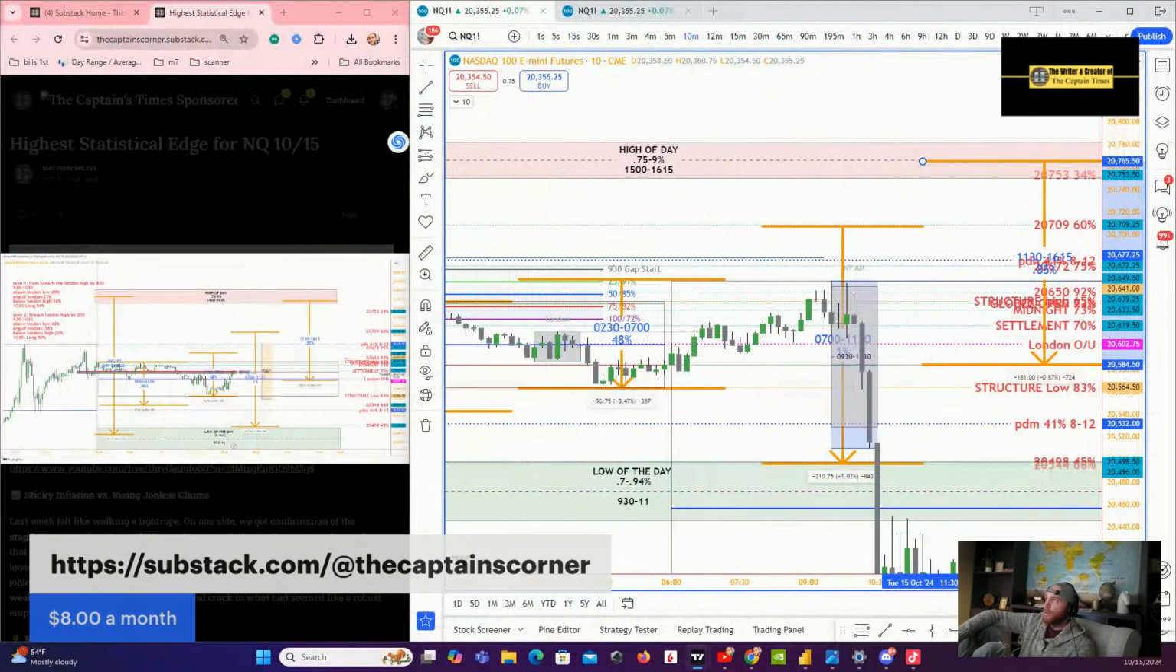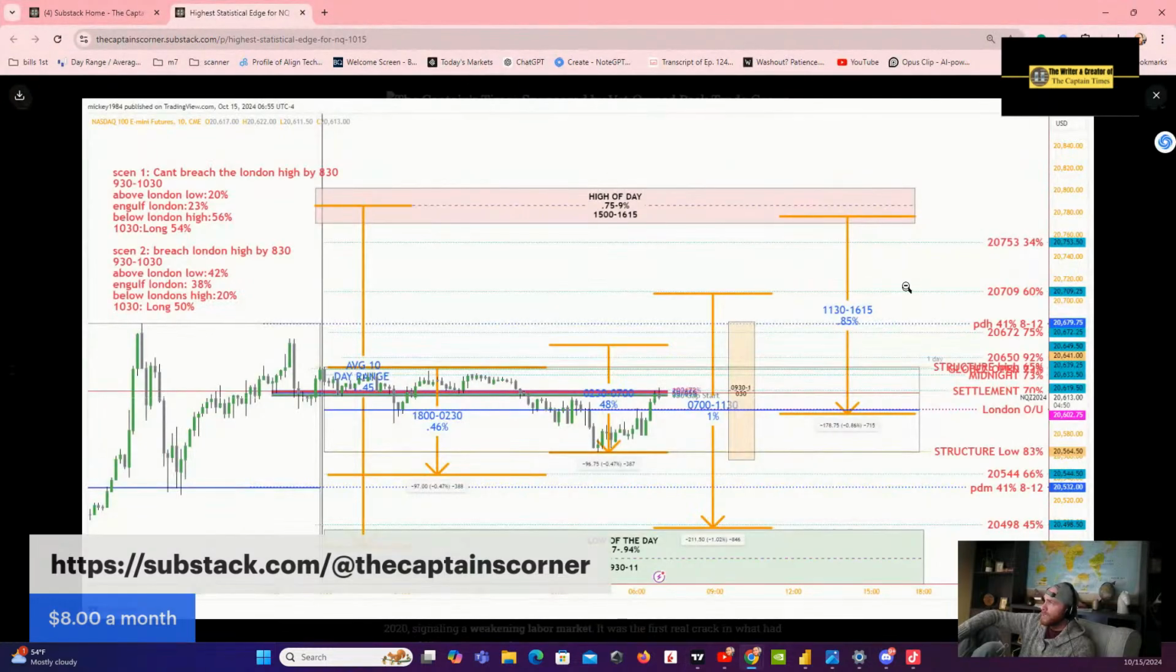But let me tell you something. The whole purpose of doing this chart, and I've said this the whole time, is not to get it right, but to be able to make decisions around and to see where the probabilities are shifting with live price. So did I get today completely wrong? Yes, I did. Did I make money today? Yes, I did, right?